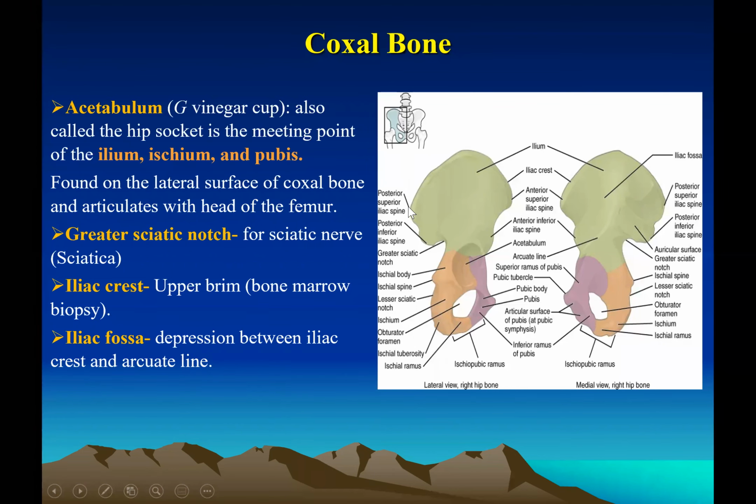And then it has a whole range of spines: posterior superior iliac spine, posterior inferior iliac spine, anterior iliac spine, and the ischial spine. You can see two main prominent notches: the greater sciatic notch, through which the sciatic nerve will pass, and the lesser sciatic notch. You can also see a huge foramen called the obturator foramen.